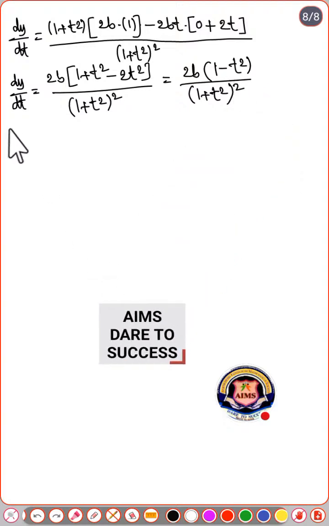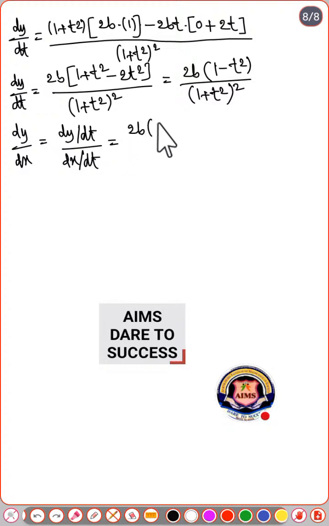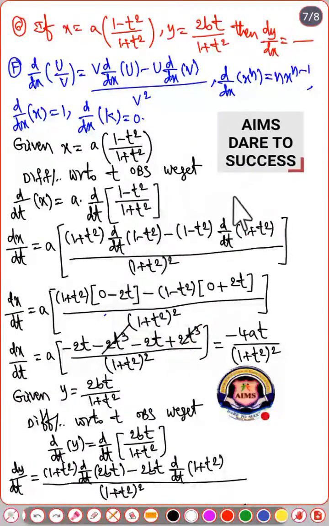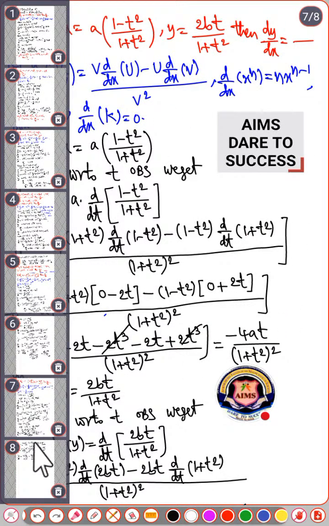We have completed dy by dt, but we can find dy by dx. Dy related value we are having dy by dt, and divided by dx related value we are having dx by dt. So dy by dt value is 2b into 1 minus t square divided by 1 plus t square whole square, divided by dx by dt value, here dx by dt value is minus 4at by 1 plus t square whole square.